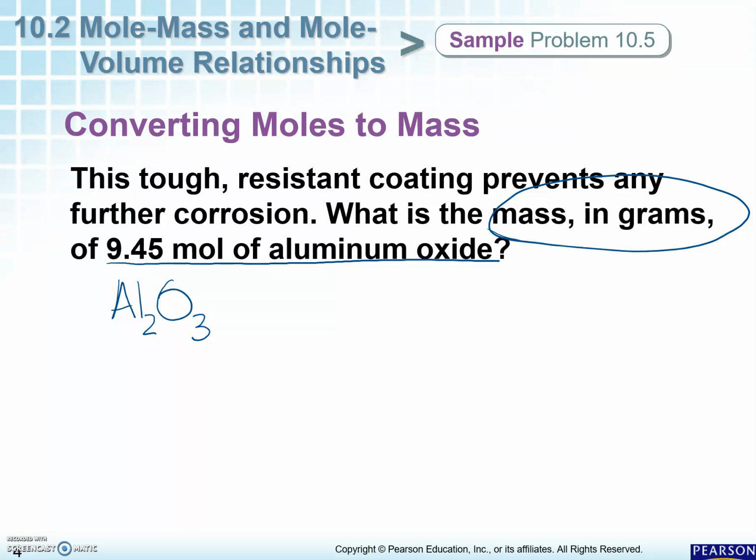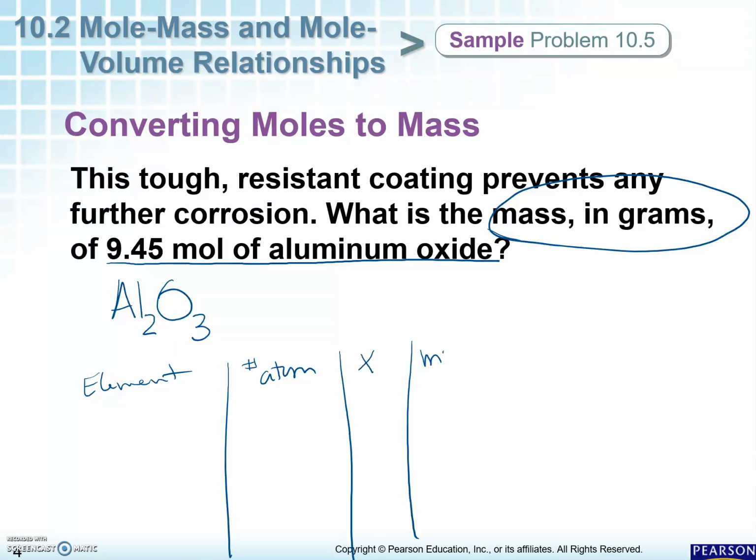Just like we have done in the past where we are practicing, we're going to write the name of our element, how many atoms of each element, multiply by the molar mass, which is on our periodic table, to equal our totals, right? And then we want to add up all of those together. So let me go ahead and get that set up, and while I do that, please give this a shot on your own.